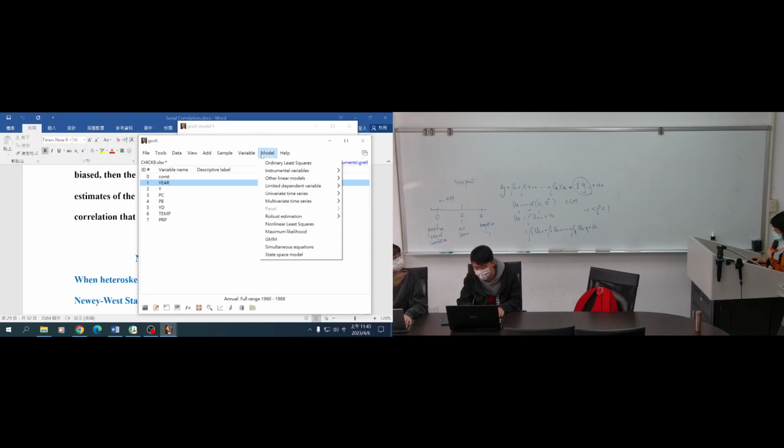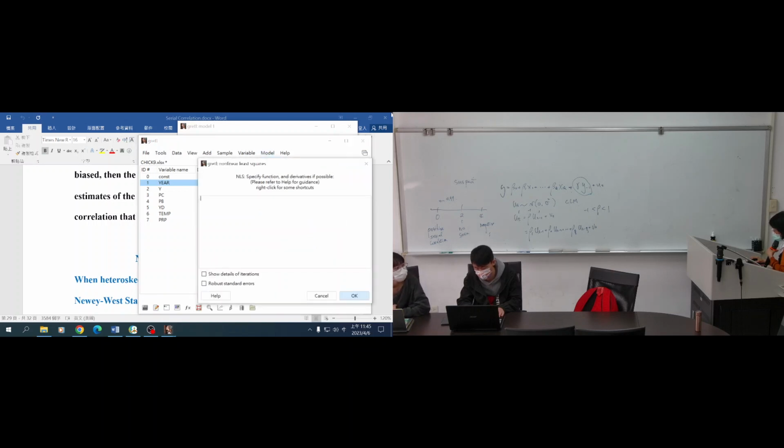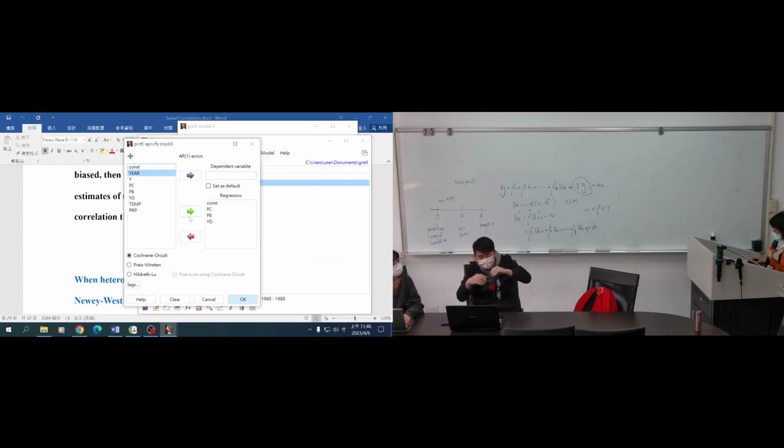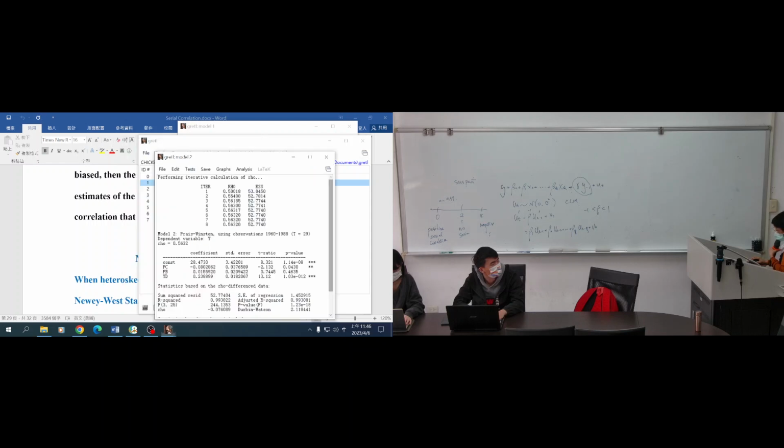Let me see, where can I get my original one? The linear squares. Oh, I don't see that in Gretl. Univariate time series. This one? Oh, generalized and AR1. Okay, then I use Y. Then, did you see that? Prais-Winsten. Then I choose Prais-Winsten. Then I hit OK.